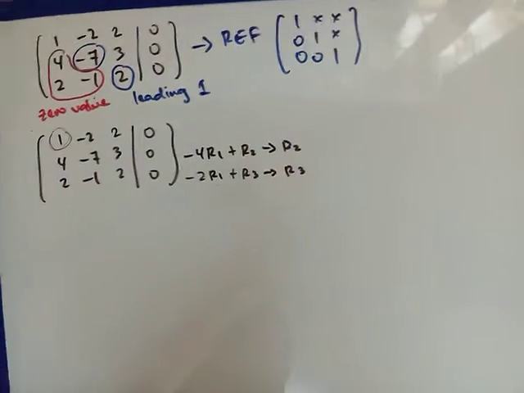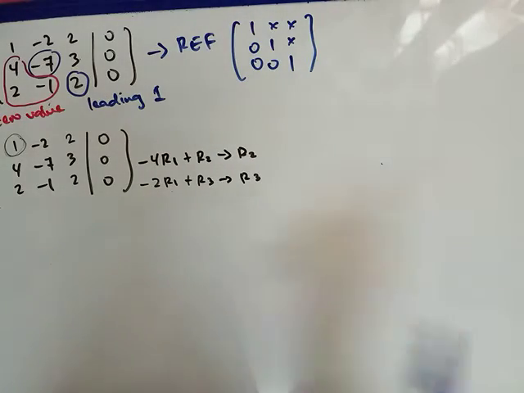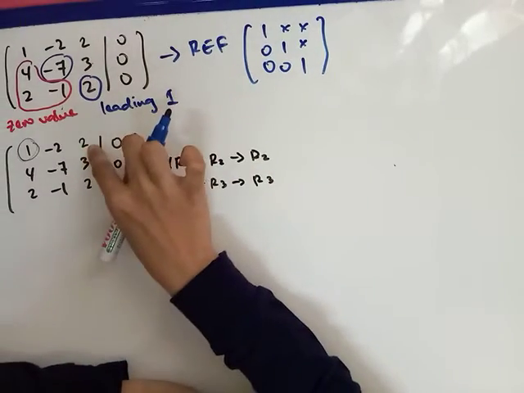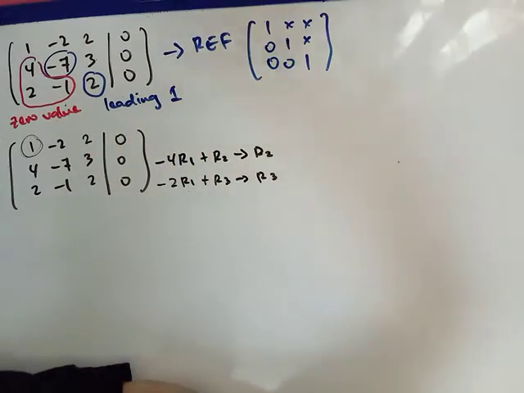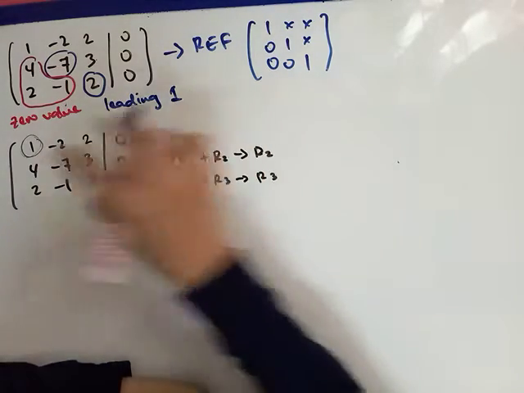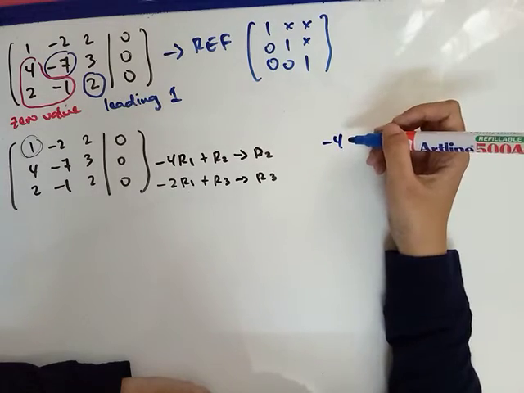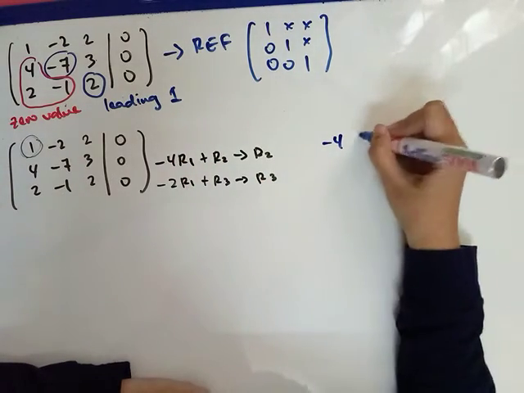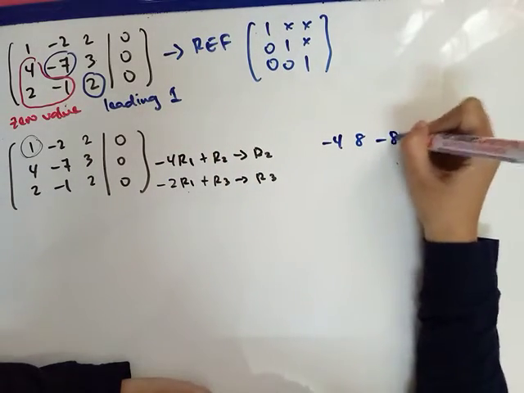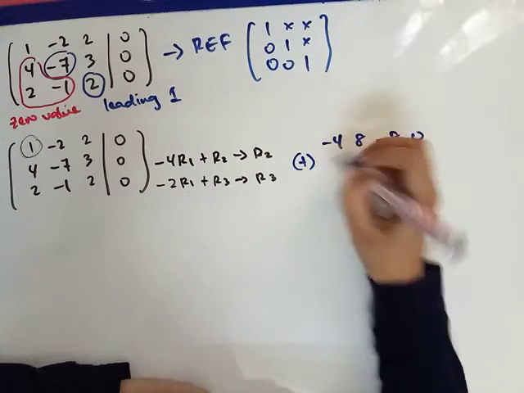Okay, so we need to solve this one. Row 1 multiply with -4. Can you see now? Row 1 multiply with -4. So -4 times 1, we get -4. -4 times -2, we get positive 8. -4 times 2, we get -8. And then -4 times 0 is 0. Plus row 2 here.